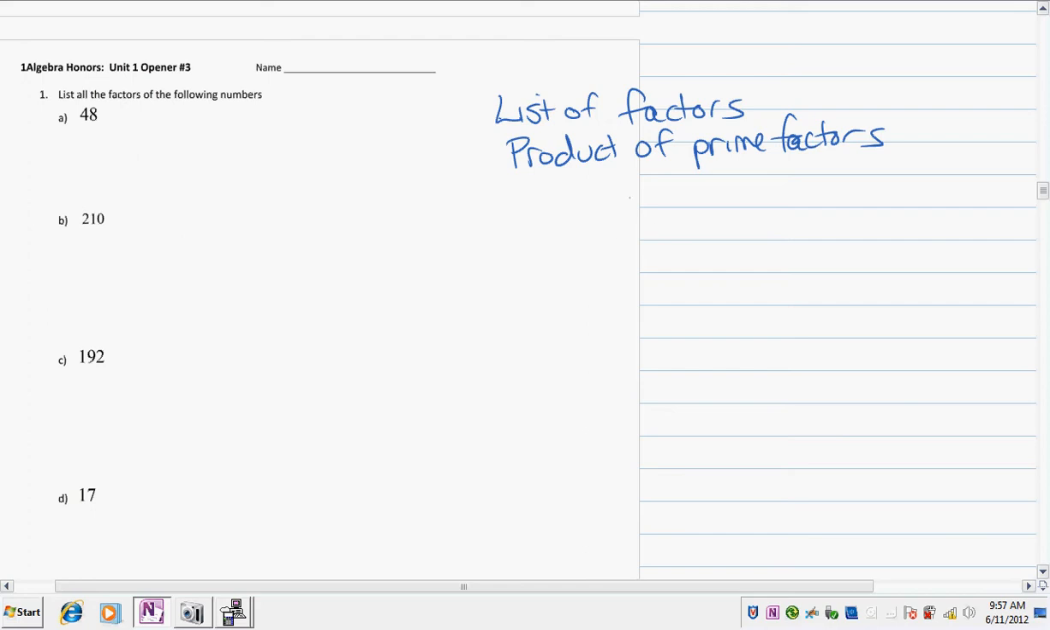Product of primes is saying like, oh, well, I know 2 times 2 times 3 is 12, so this is how you get 12. Well, yes, that is one way to get 12, but it's with multiple numbers, so that's the product of primes, not a list of factors. So this is going to be focusing on listing factors. So you might want to pause the video at this point if you haven't done this already and see if you can list all the whole numbers you think multiply to 48.